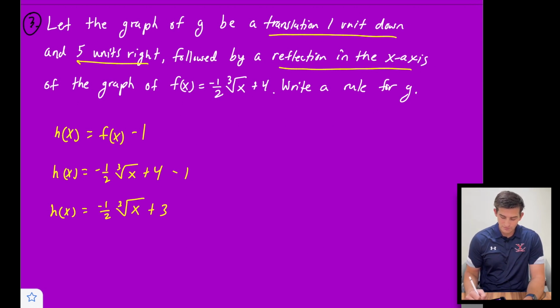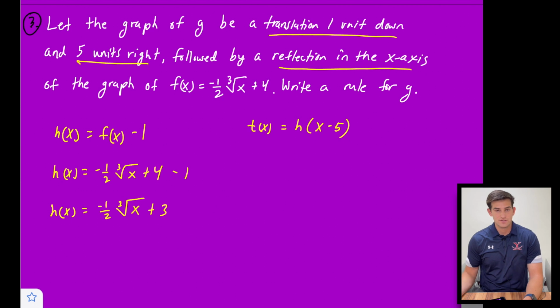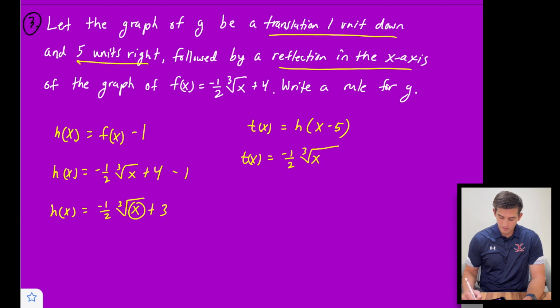Now for 5 units right, let's say maybe t of x, and that's going to be 5 units right, so that's going to be the h of x minus 5, right? Because we're going 5 units to the right, okay? So now we're going to take our x minus 5, and replace our x under our radical. So we can say t of x is equal to negative 1/2 times the cube root of x minus 5, and then we have the plus 3 on the outside now.